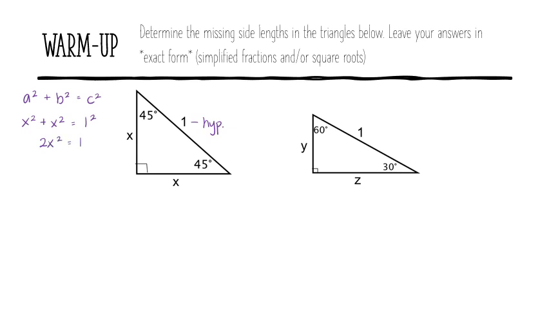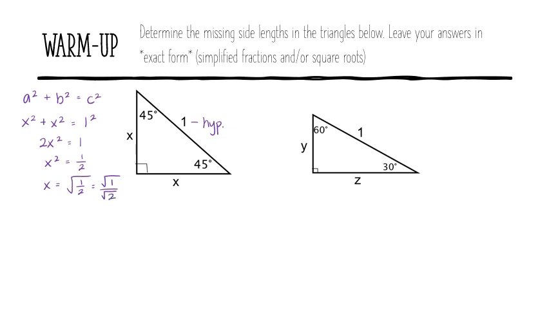So x squared plus x squared, well, that's actually just 2x squared, and 1 squared is just 1. So again, if I'm solving for x, I'm going to need to divide by 2 to have x squared equal to 1/2. And then we'll take the square root of both sides. x is equal to the square root of 1/2. Okay, so let's think about simplifying this. When we're taking the square root of a fraction, that's the same thing as taking the square root of both the numerator and the denominator.